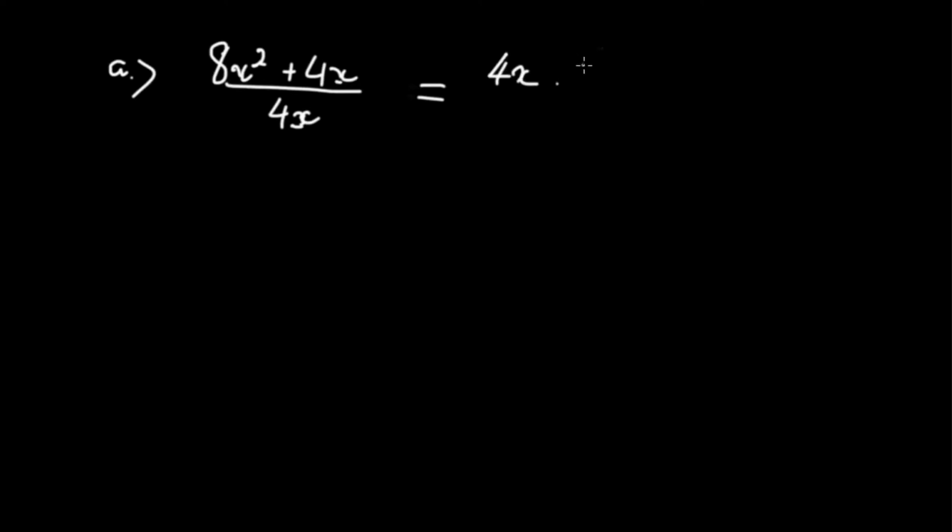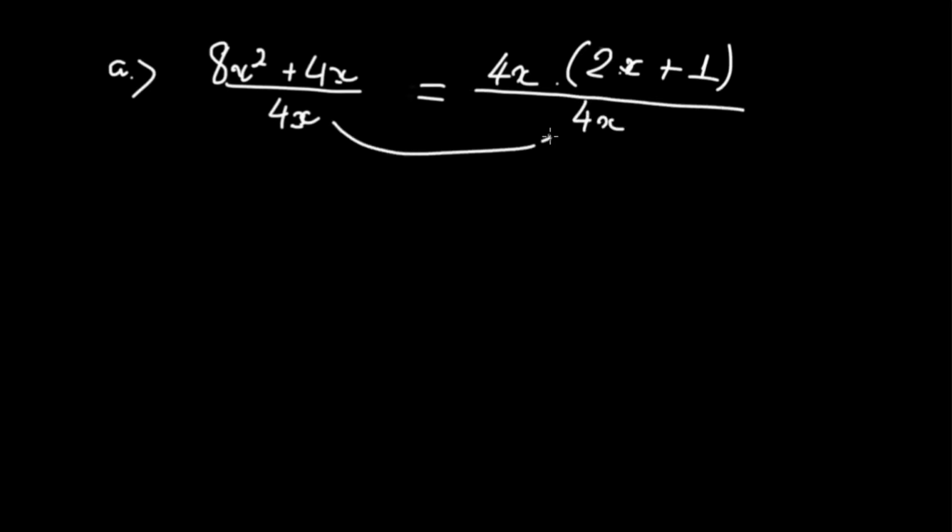Now, inside we have ax squared divided by 4x, you got 2 times x. And then 4x divided by 4x, you got 1. Now the numerator is a product of two expressions. We put 4x right here as the denominator. Now we simplify 4x with 4x. We got 2x plus 1. And this is the answer for question A.